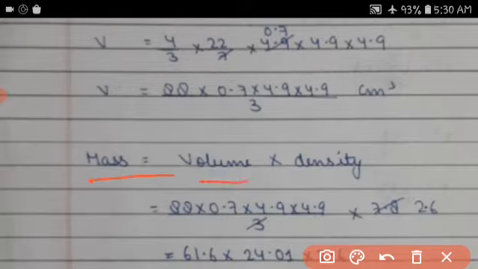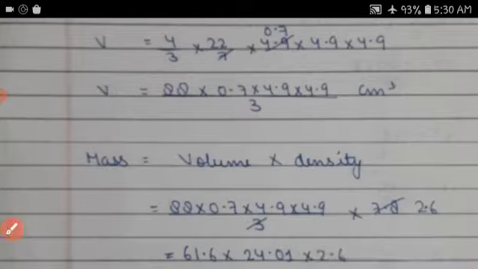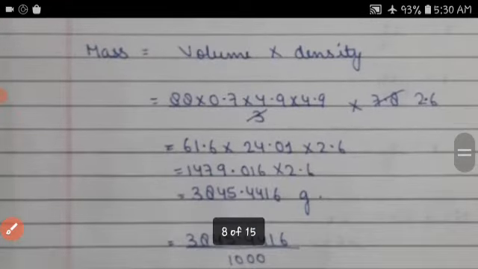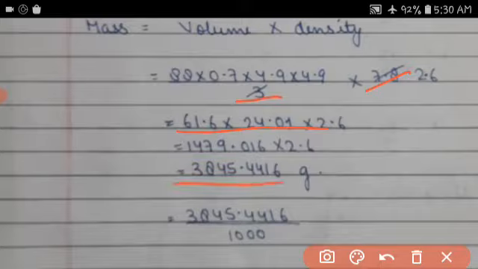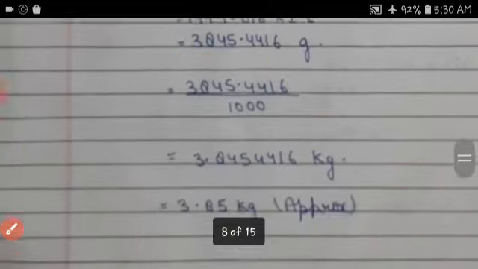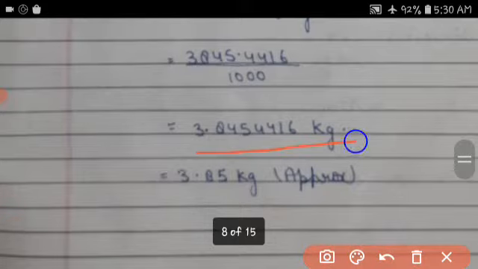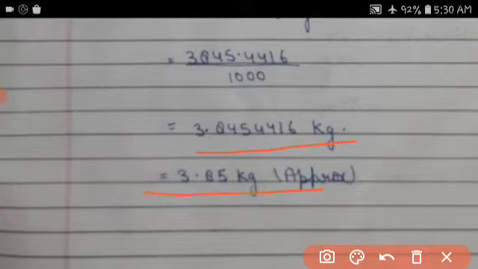Mass is equal to volume into density. Put here the values. Now 3 cancels out with 7.8: 3 twos are 6, 3 sixes are 18. Now multiply over here. The answer is 3845.4416 gram. Divide by 1000 here to convert to kilogram. So 3.85 kg approximately is the answer.